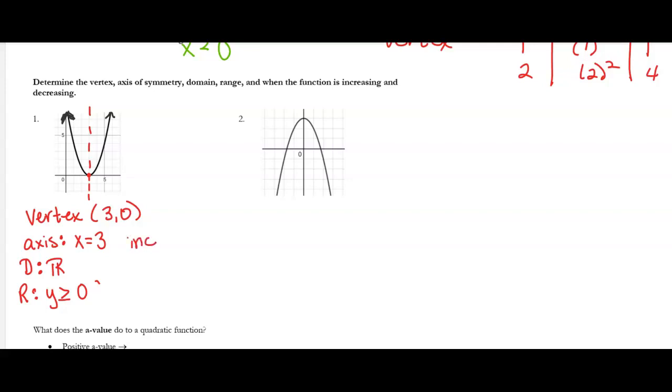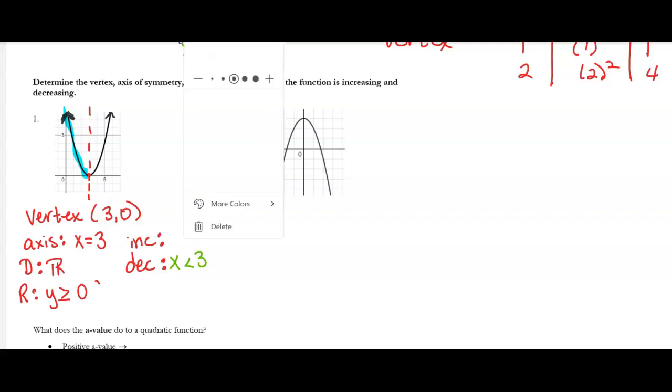All right, last thing, increasing and decreasing. So again, let's just start on the left. And on the left, look, it goes down. So that's where it's decreasing. It's going down there, and so it's decreasing everything to the left of the vertex. So it's decreasing when x is less than our x value at the vertex, which is 3.